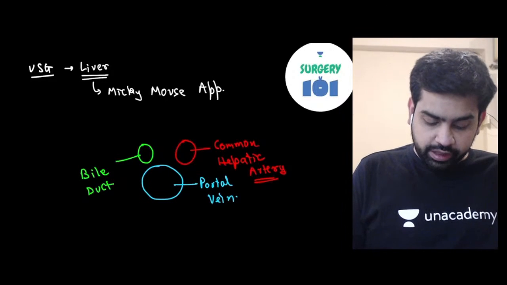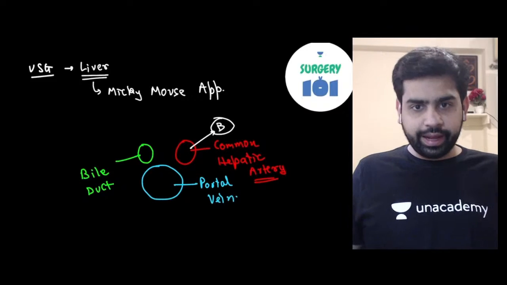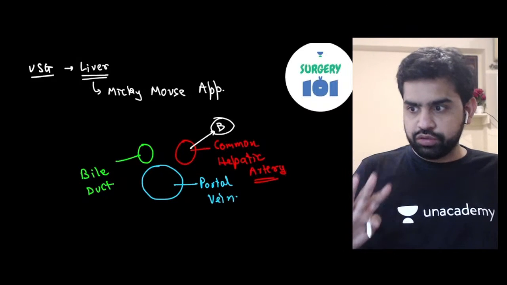In the question, they had asked you what does this B denote? And B was pointing towards your common hepatic artery. Okay, I hope you got this. This is a very, very simple question which we had.